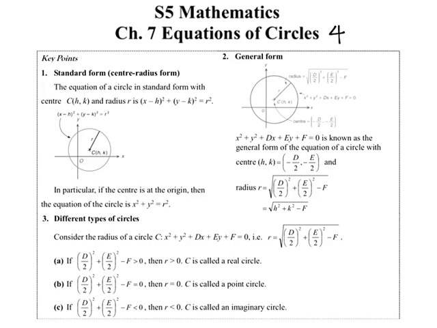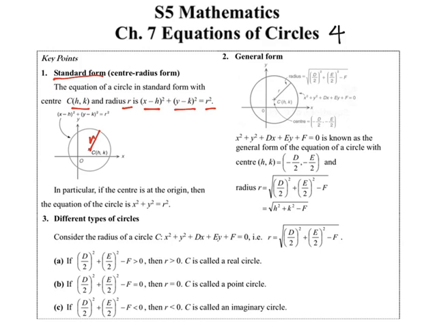S5, Chapter 7, Equation of Circles, Lesson 4. Let's do some revision. For standard form, we know the center (h, k) and the radius. Then the standard form is (x minus h) squared plus (y minus k) squared equals the radius squared. The center is here, so the radius is here.